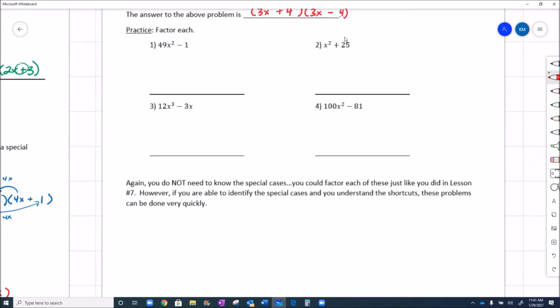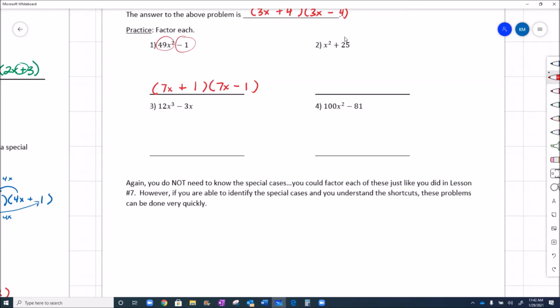Okay, so our first problem, we'll notice we've got 49x squared and negative 1. Perfect square, negative perfect square, no middle term. So we should recognize this as a special case. This is 7x and 7x, 1 and 1. Our signs, though, are different. One's positive, one's negative.